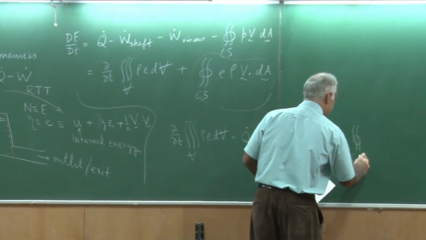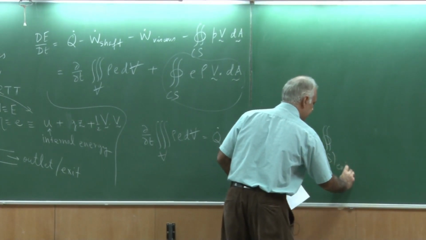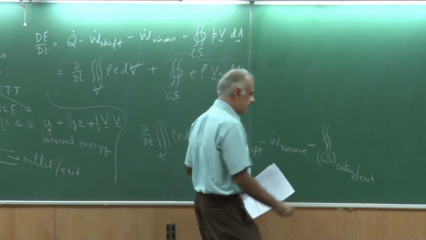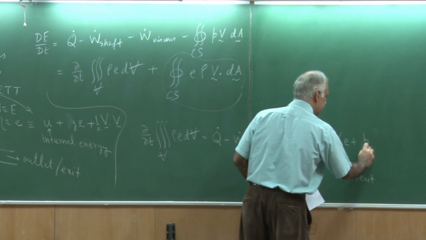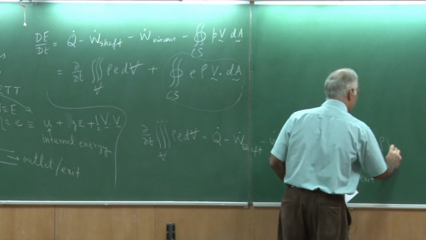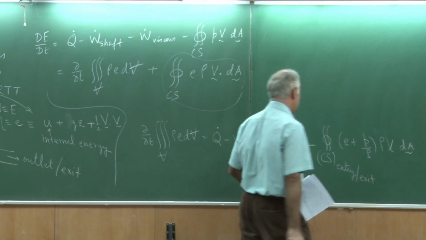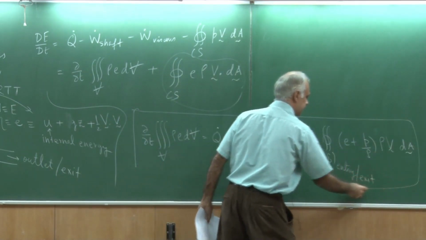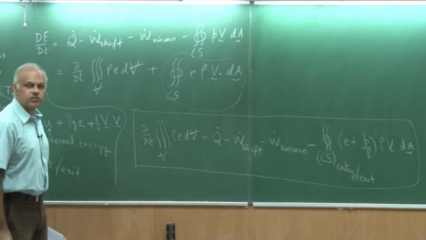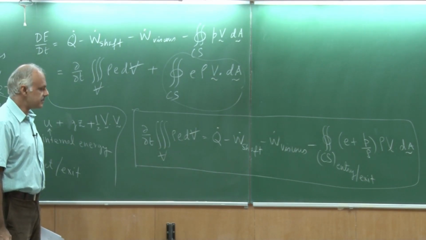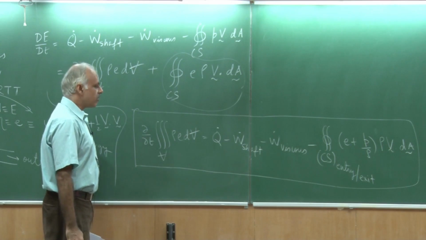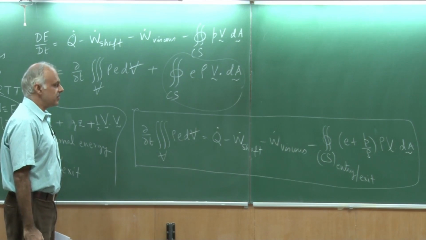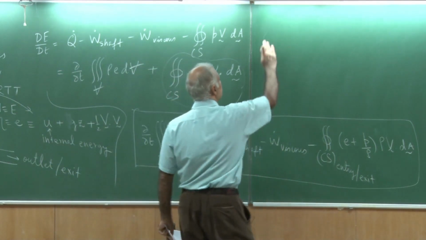So these are the control surface at the entry and exit only, so not the entire control surface, and we were able to combine these terms, E plus P over rho, times rho V dot dA. So this was the energy balance that we could write for a control volume. So the idea is now to simplify this further. So we took certain special cases. The first special case that we take is a steady flow.